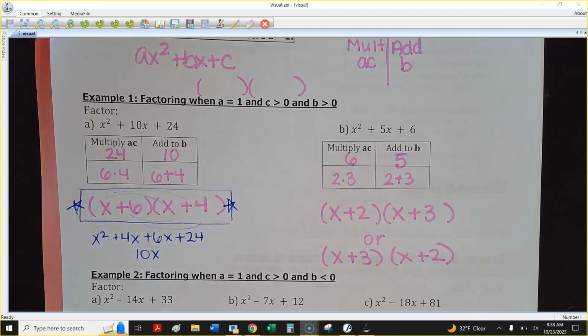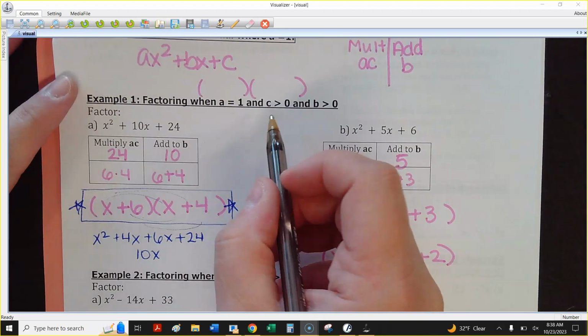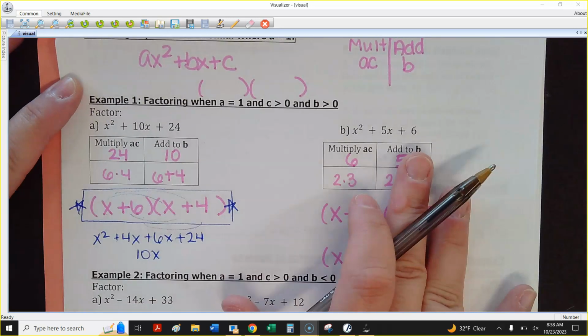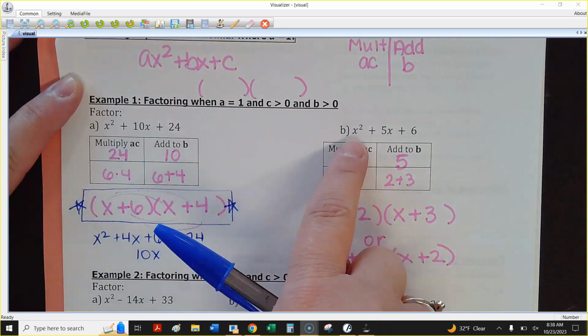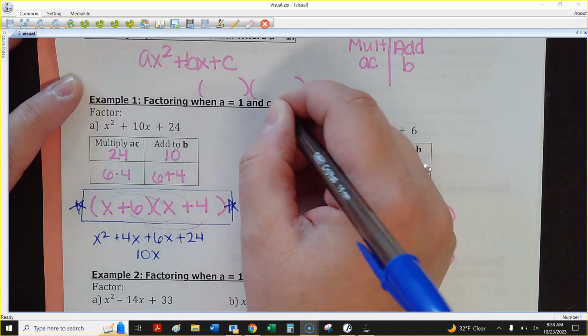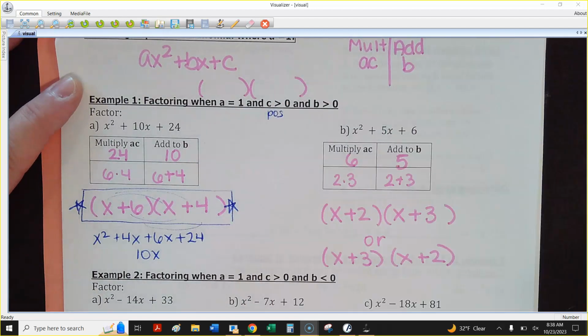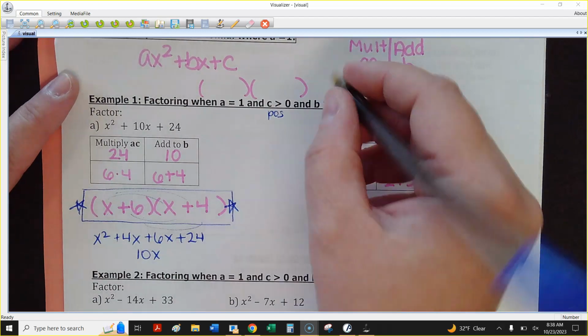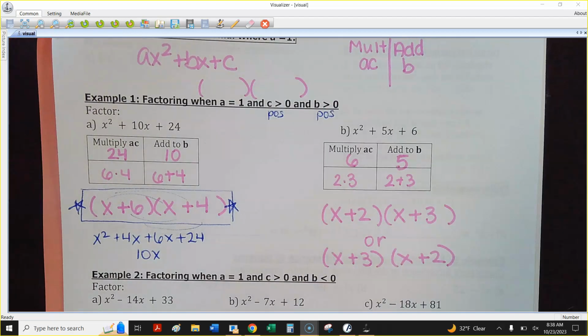Oh, I didn't even explain this at the top here. So this first example, you'll notice both of these examples just have pluses in between the terms. So this says A is 1, this says C is greater than 0. That just means the constant term was positive, and B is greater than 0. That means the term with the x was also positive. So I'm going to give you the three different scenarios you can run into.